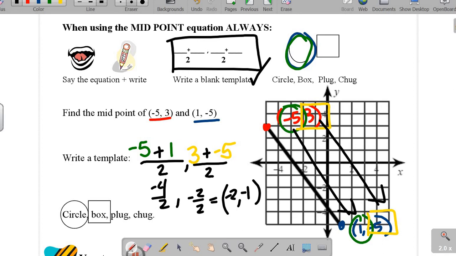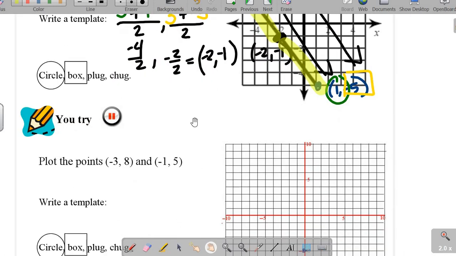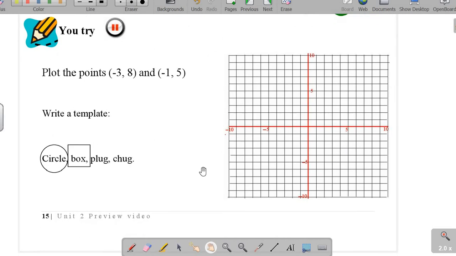Now we're going to graph that midpoint, which is -2, -1. When you graph it, what's really nice about this is you can see that it is the physical middle. Ready? You're going to do this page, that section, on your own.